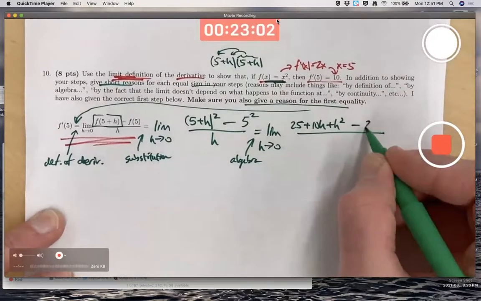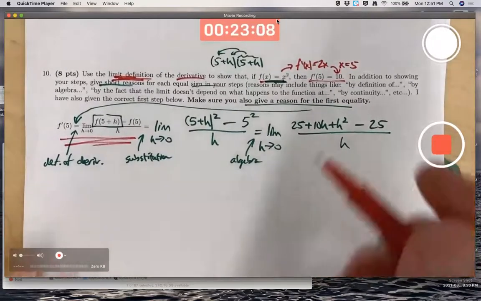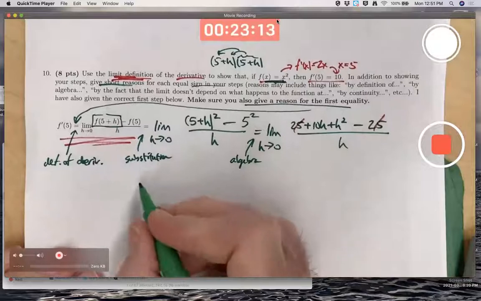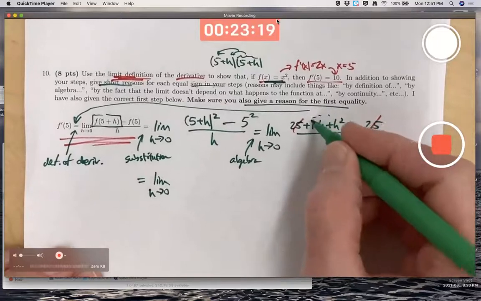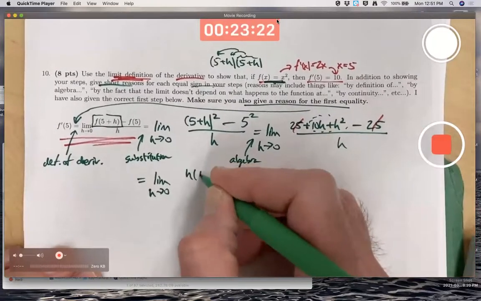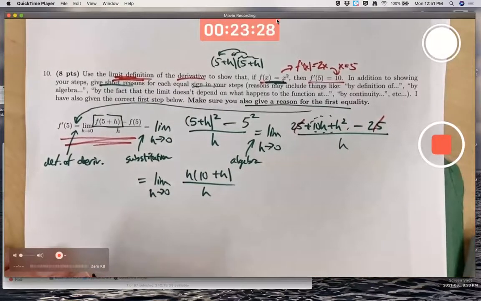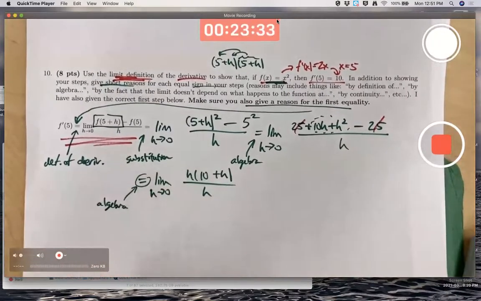5 squared is 25. We're going to subtract 25. That's just algebra. The next step is just algebra or simplifying. I can cancel the 25s. 25 minus 25 is 0. I can also factor out an h out of what's left in the top like this. That's just algebra. Algebra is a good enough reason. You could also call it simplifying or canceling and factoring. Those are different words you could use here, and they'd all be okay for me as far as reasons go.